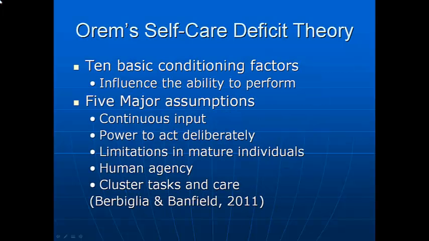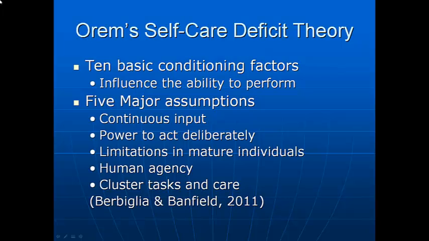Basic conditioning factors are also included in the concepts of the theory. These refer to factors that influence the ability of the individual to perform self-care in general or under specific conditions. The following 10 factors have been identified: age, gender, developmental state, health state, pattern of living, healthcare systems factors, family systems factors, sociocultural factors, availability of resources, and external environmental factors.